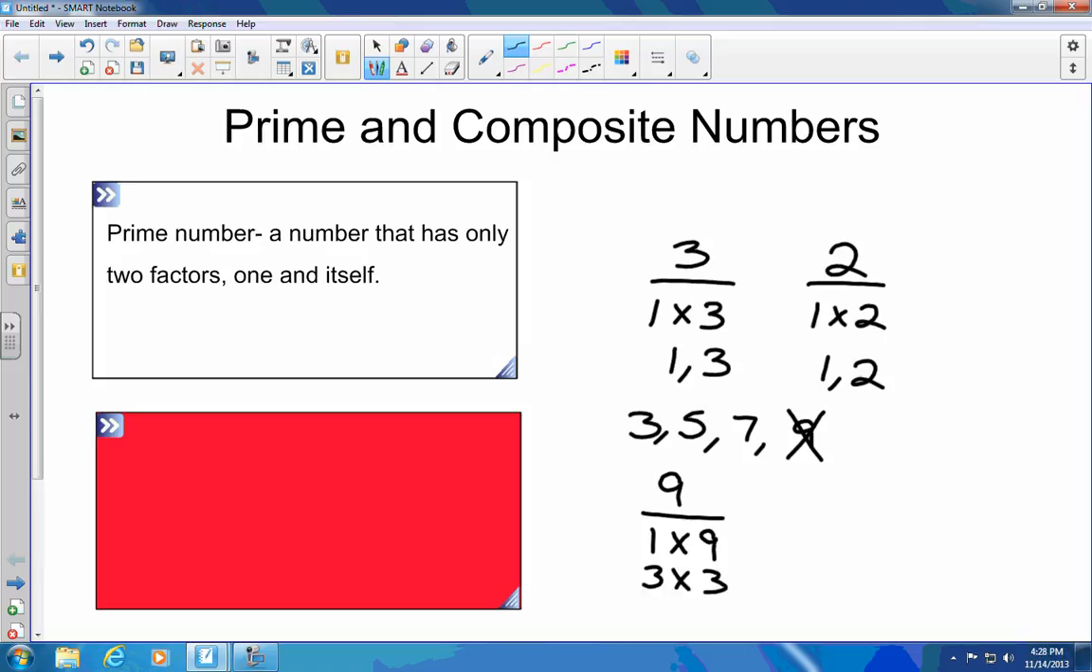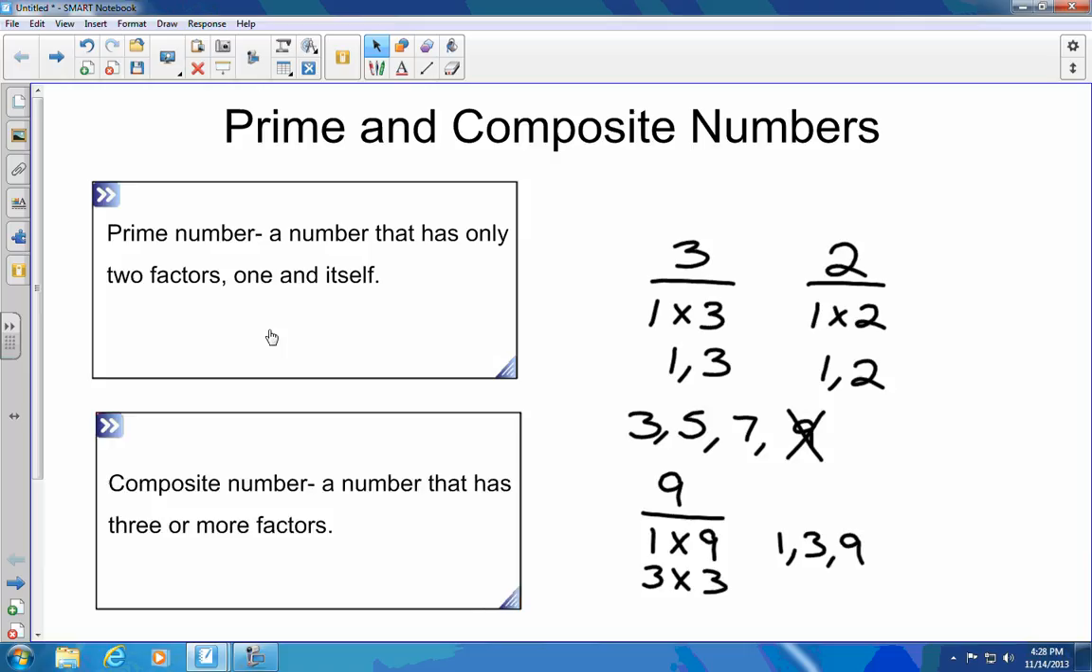So 9 actually has 3 factors, 1, 3, and 9, which brings us to our second definition, which is a composite number. And a composite number is any number that has 3 or more factors. So 9 is definitely a composite number because it has 3 factors. And those numbers that you've done that have lots of factors, like 48, are definitely composite numbers because they definitely have 3 or more. It has more than 3, but it has 3 or more, so it's a composite number.